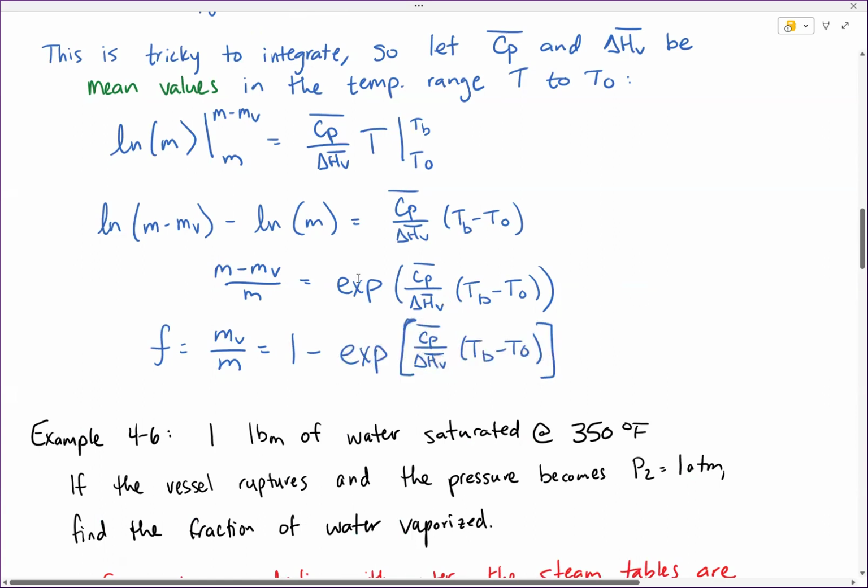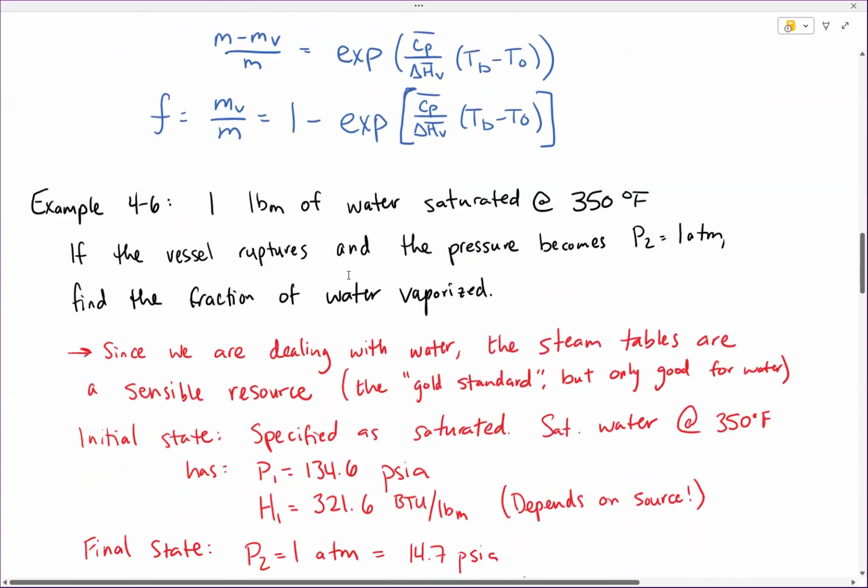So there's an example that illustrates what happens if you make this approximation versus if you don't. And we'll do it using water, because even though water is not going to explode, water can still flash, and losing containment of any chemical is generally a bad thing, particularly if there's a hazardous component in this water. So let's say we're storing water in the saturated steam state at 350 Fahrenheit. If the vessel ruptures and the pressure becomes 1 atmosphere, find the fraction of water vaporized.